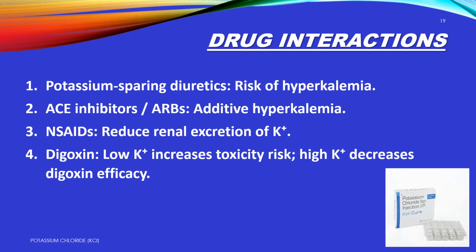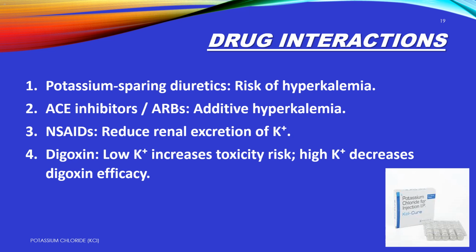Drug interactions with potassium chloride: 1. Potassium-sparing diuretics. Risk of hyperkalemia. Medications like spironolactone, amiloride, and triamterene can increase potassium levels, and concurrent use with potassium chloride may lead to severe hyperkalemia. 2. ACE inhibitors, ARBs. Additive hyperkalemia. Angiotensin-converting enzyme (ACE) inhibitors and angiotensin receptor blockers (ARBs) can increase potassium levels, and combining them with potassium chloride may further elevate potassium levels.